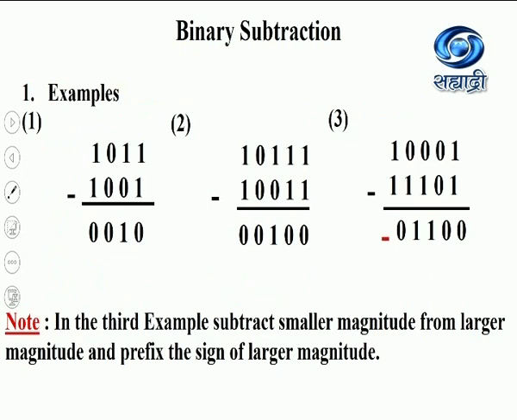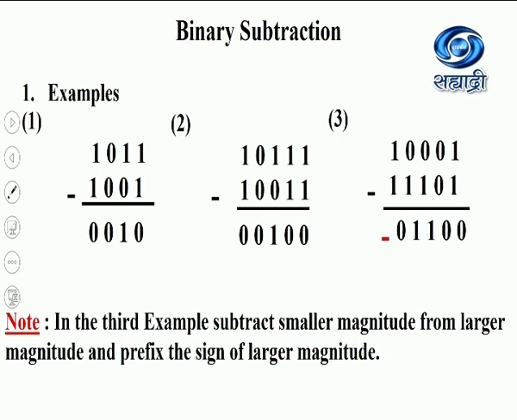Now let us see some examples on binary subtraction by using the rules of binary subtraction. Here is the first example. For that we have two binary numbers. First is 1 0 1 1. This number we are going to subtract from the next number, that is 1 0 0 1. So let us start with the LSB first. Here 1 minus 1, subtraction is 0. 1 minus 0, subtraction is 1. 0 minus 0 is 0. 1 minus 1 is 0. In this fashion we are going to subtract two binary numbers.